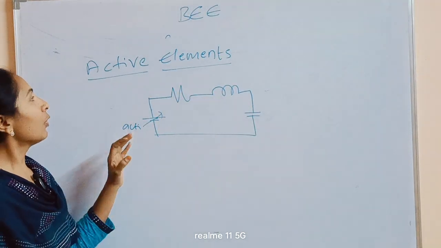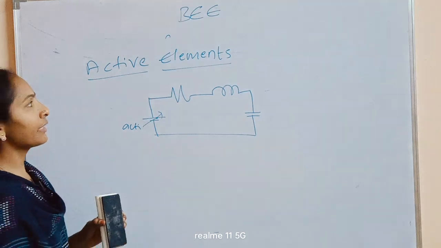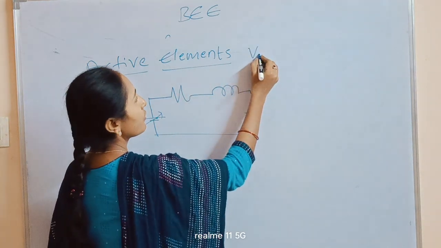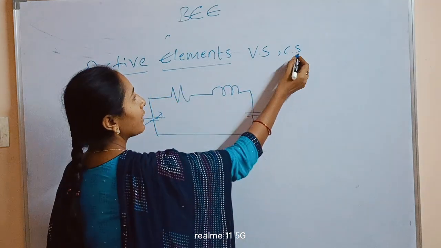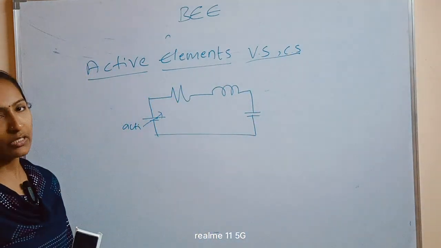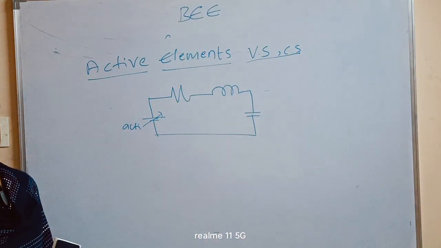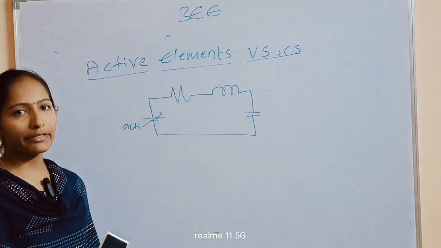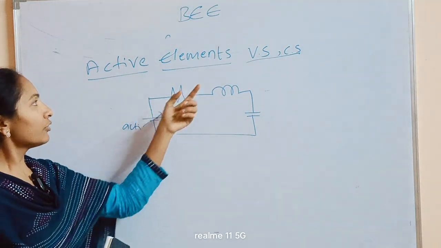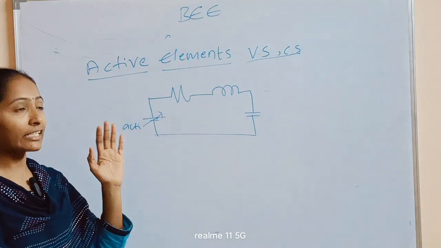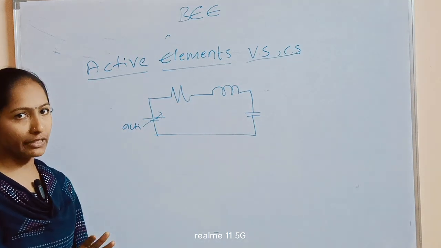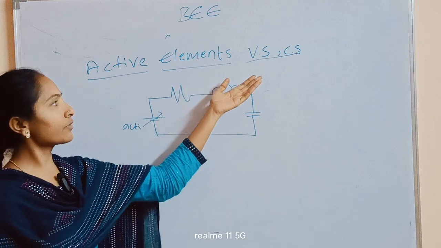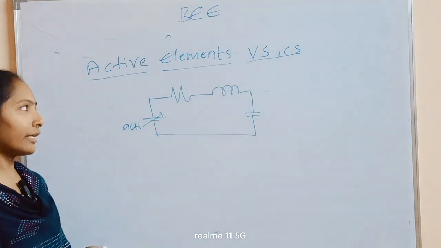What are the examples of active elements? Here I am considering voltage source or current source. These are the theoretical considerations. Coming to the practical way, we can consider battery as well as generator. Those are active elements. Active elements are those which deliver the supply to the circuit. Those are voltage source and current source.